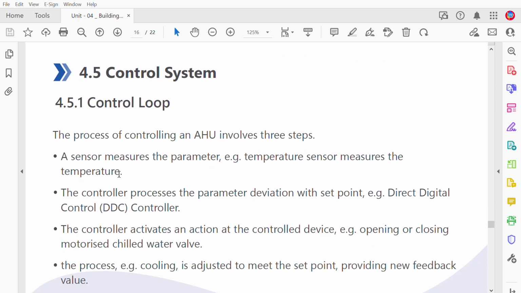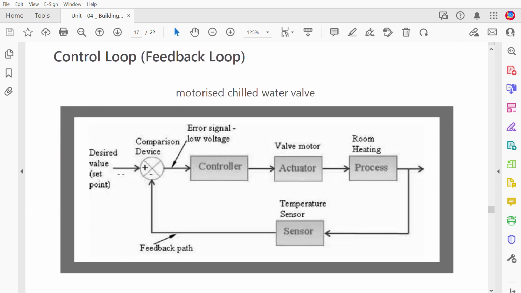So control systems are something a little bit more challenging. In control systems, the process of an AHU can involve some steps. The sensor measures the parameter, and then the process controller compares it to a set point, and then the controller activates some action, and the action could be opening or closing a valve. The process control works by adjusting the set point. So this is somewhat like a control loop.